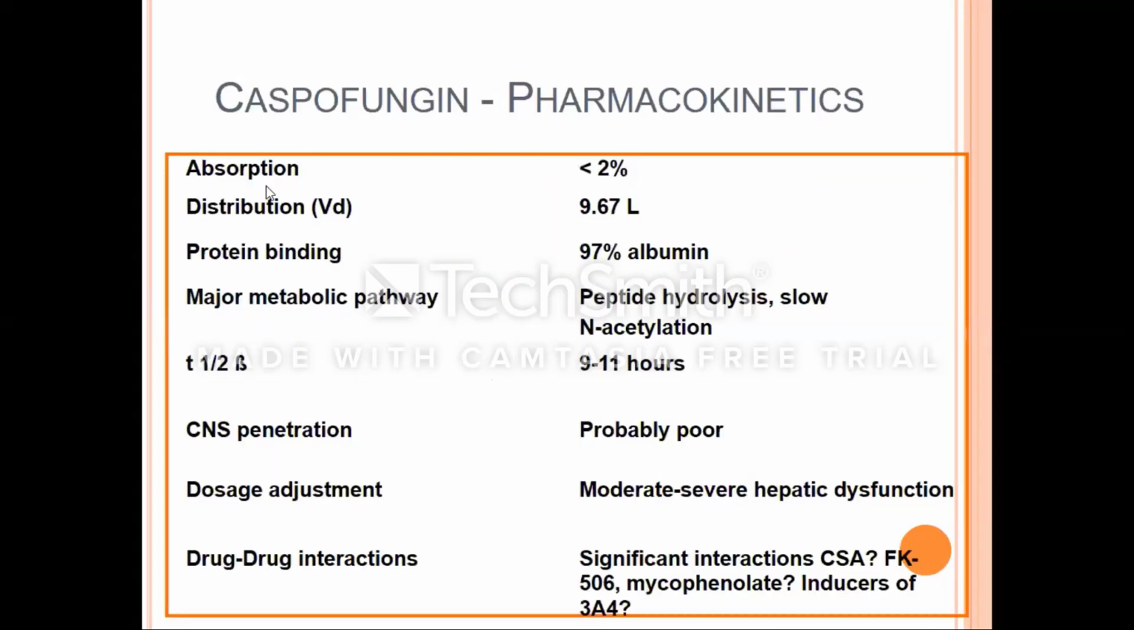Caspofungin kinetics are, its absorption is less than 2%. Distribution is around 9.67 liters, that is the VD value.